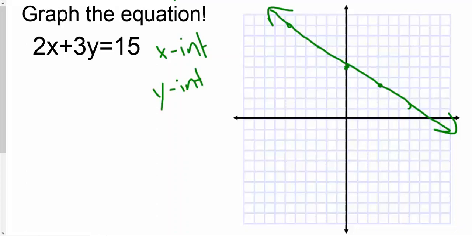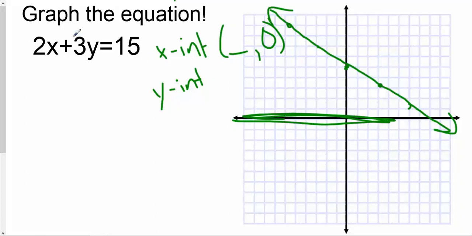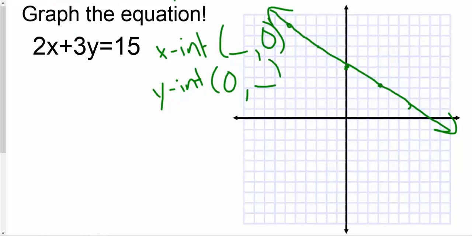X-intercept, we know we're going to have some number, comma 0. What that tells us is that the y value is 0, meaning that it's flat on this x-axis. Whereas our y-intercept, we're much more comfortable with finding; it's 0, comma some number. We've seen that anytime we graph. But that tells us it's on this vertical axis.